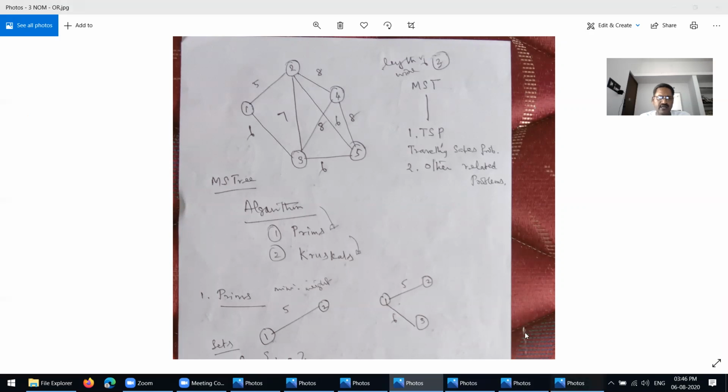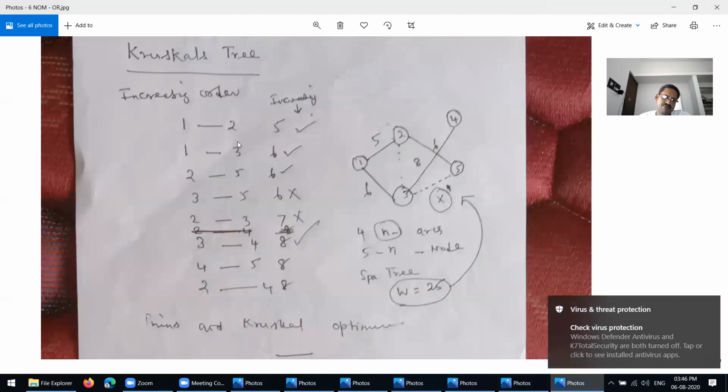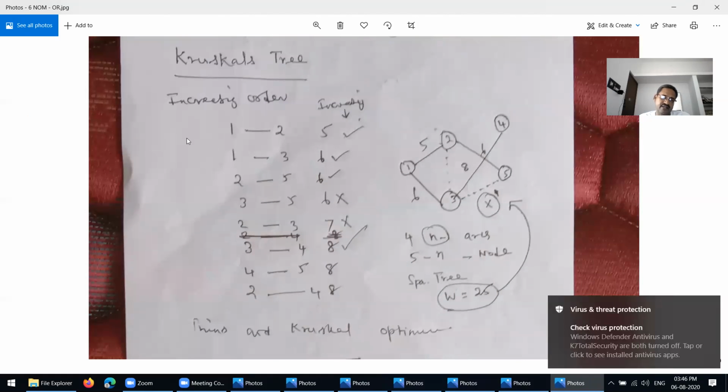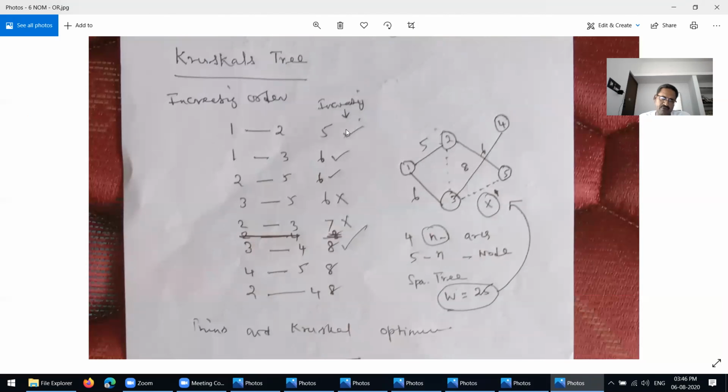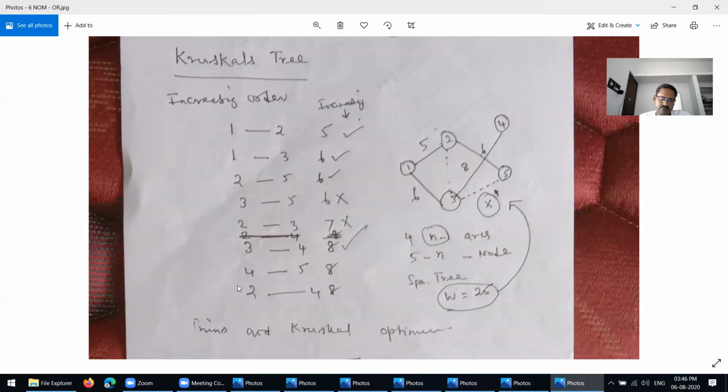So that's why, for the Kruskal algorithm, we have to arrange the weight of the paths in increasing order. So 1 to 2 having the weight 5, 1 to 3 having 6, 2 to 5 having 6, 3 to 5 having 6, 2 to 3 having 7, 3 to 4 having 8, 4 to 5 having 8, 2 to 4 having 8.